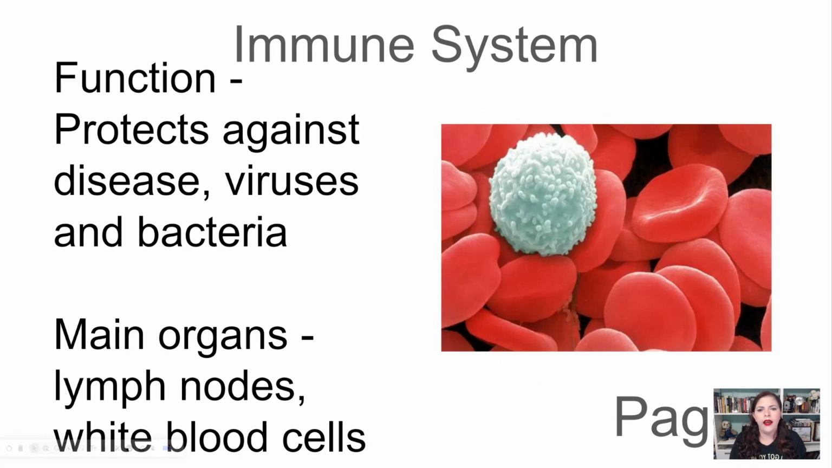Then finally, we have the immune system, right? The immune system is going to protect against diseases, viruses, and bacteria. So we have white blood cells that are kind of like our little soldiers inside of our body that fight off any bacterial invasion, right? Or a virus that is attacking us. They're the ones that are going to kill that virus or kill that bacteria.